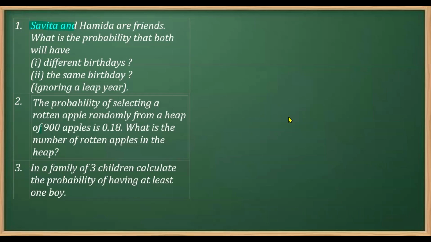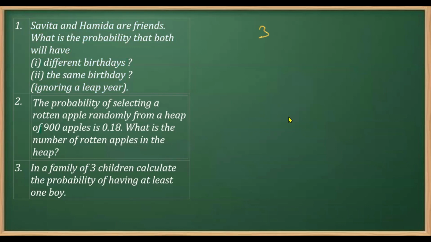In this question, it says Savita and Hamida are friends. What is the probability that both will have, number one, different birthdays, number two, same birthday? And here we have to ignore the leap year. That means we'll have 365 days.